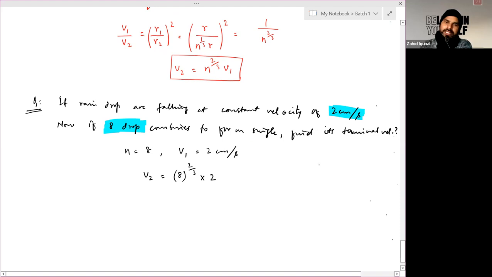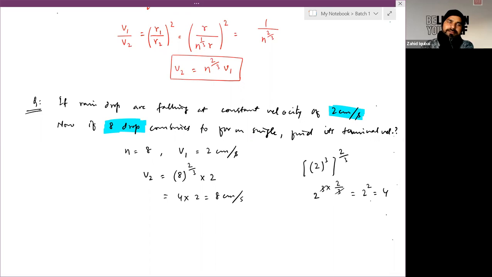We may write 8 in terms of 2 as 2 to the power 3, which is further raised to 2 by 3. So power to the power will get multiplied. So it will become 3 multiplied by 2 by 3. So this part and this part will cancel out. So you'll get 2 to the power 2, that is 4. So 4 into 2, it will become 8 centimeter per second.